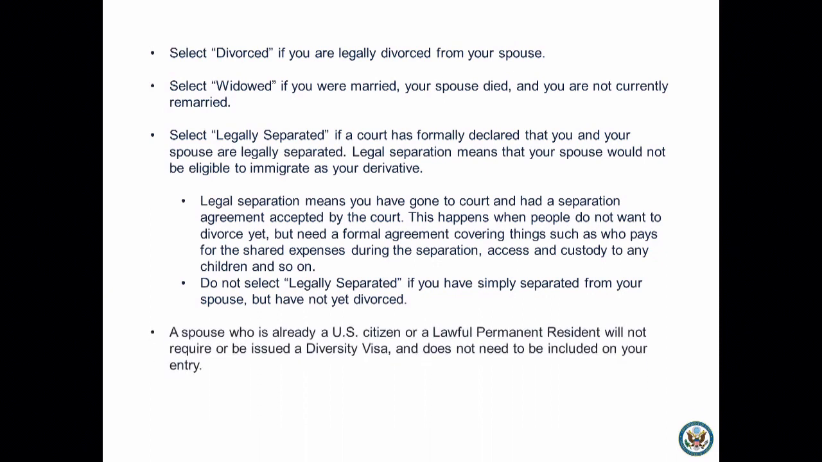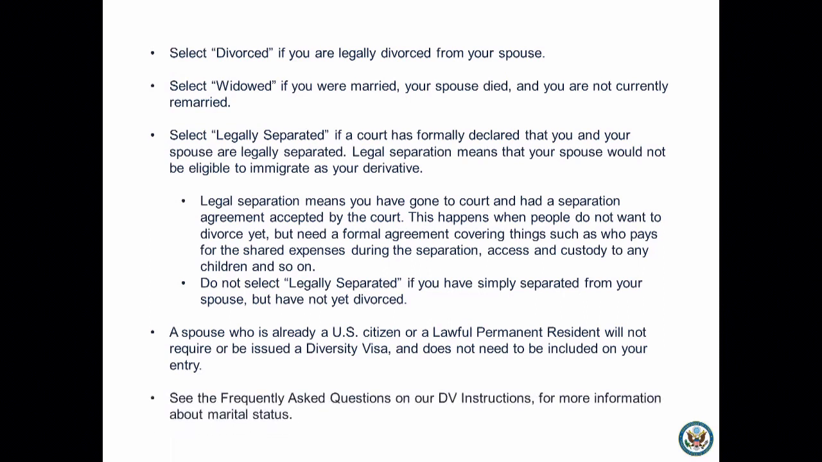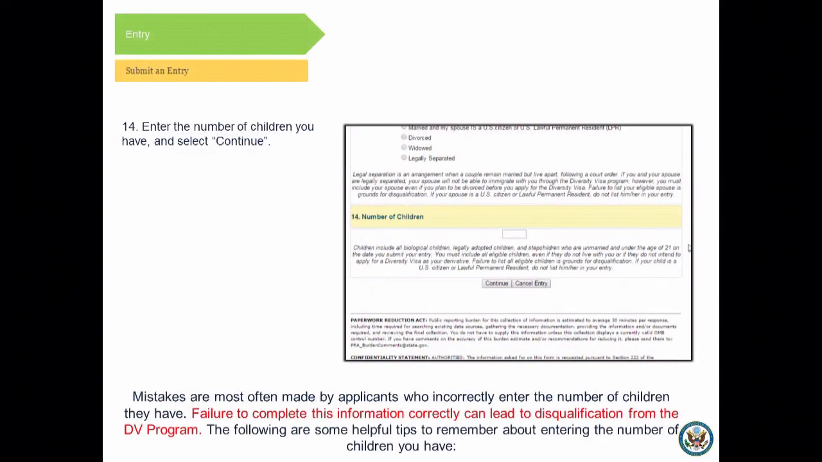A spouse who is already a U.S. citizen or a lawful permanent resident will not require or be issued a diversity visa and does not need to be included on your entry. See the frequently asked questions on our DV instructions for more information about marital status. 14. Enter the number of children you have and select Continue. Mistakes are most often made by applicants who incorrectly enter the number of children they have.